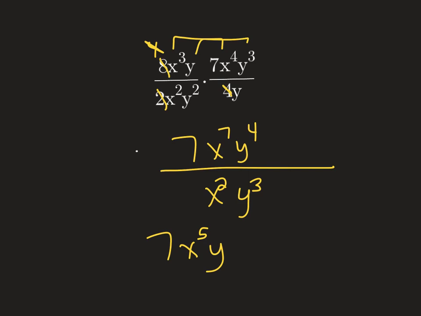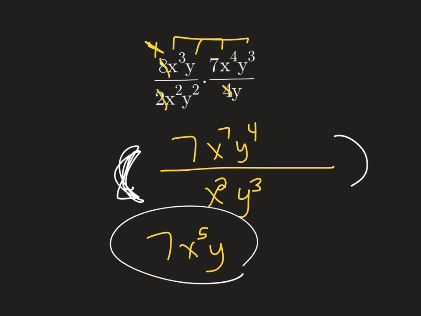Like on this part right here, if the x^7 would have been in my denominator and x^2 my numerator, then the x would have ended up in my denominator. Same thing with the y's. My larger y was in my numerator. That's why the y stayed in my numerator, because that's all you do when you multiply.